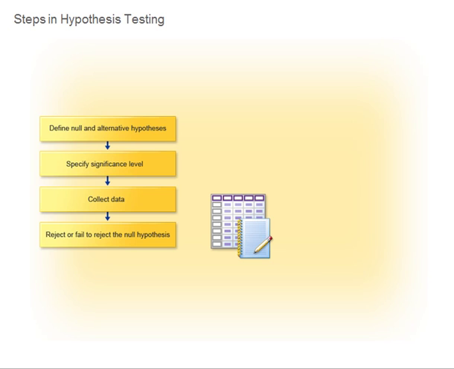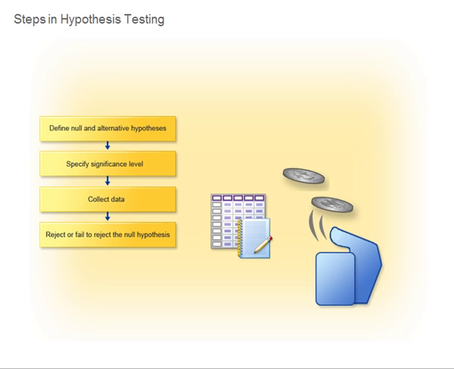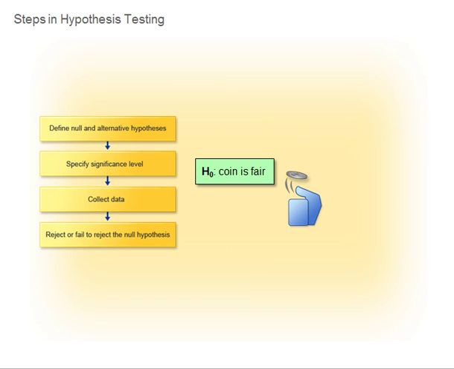In this case, you flip the coin 5 times and record each outcome as a head or tail. You compute the sample statistic by counting the total number of heads. The fourth step in hypothesis testing is to evaluate the data using your decision rule. You decide whether or not there is enough evidence to reject the null hypothesis. In this example, you conclude whether the coin is fair.